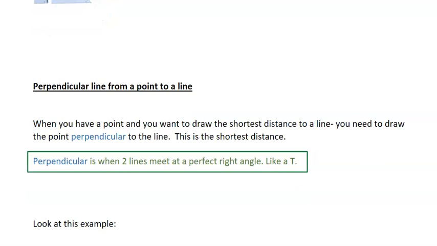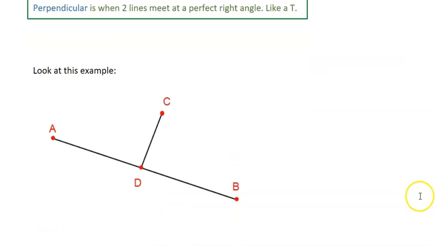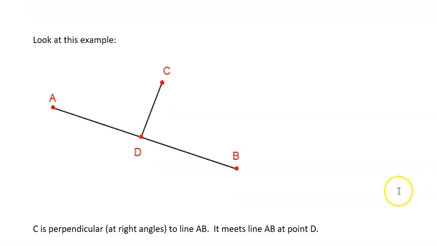All right, having a look at the first section: a perpendicular line from a point to a line. So we need to construct this. When you have a point and you want to draw the shortest distance to a line, you need to draw the line from the point perpendicular to the line. Perpendicular means two lines meet at a perfect right angle, like a T. Look at this example: you've got point C drawn at the shortest distance to line AB. So C is perpendicular to AB, and it meets at point D.